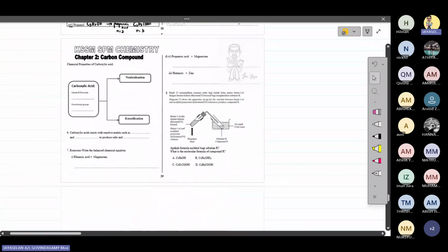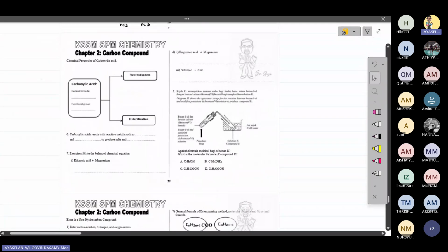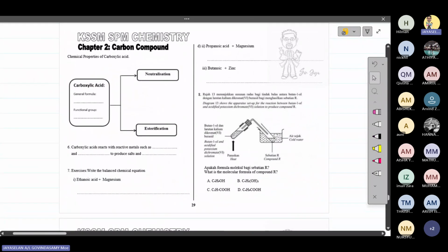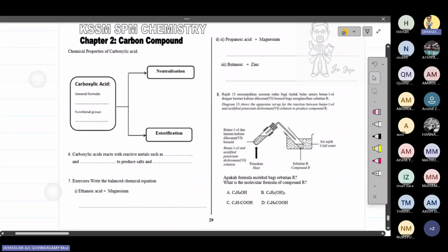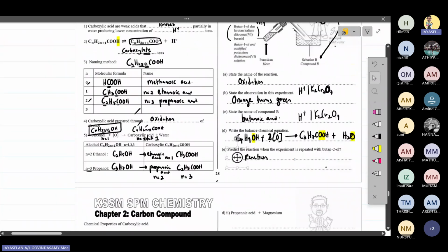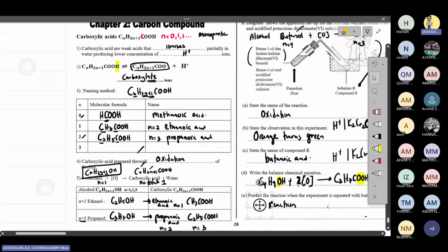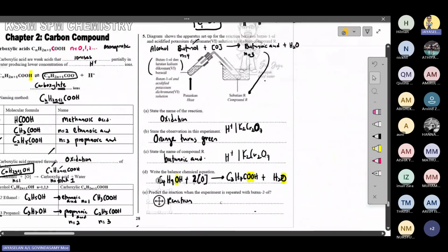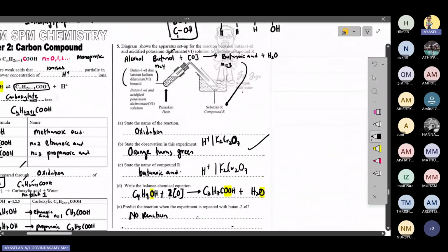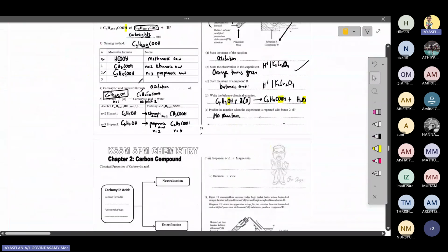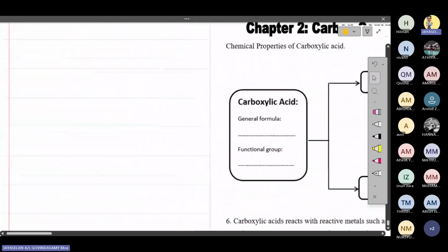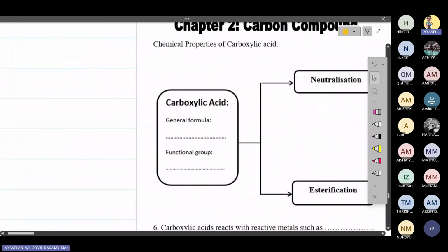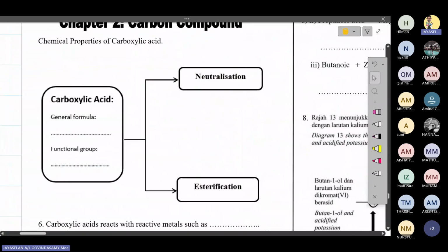Okay, we go for last part. Alcohol, I want you all to remember the first carboxylic acid. So carboxylic acid naming method sudah siap. Preparation one question already done. Now we go for chemical properties. Okay, I stop after one properties. Okay, the chemical properties of carboxylic acid.